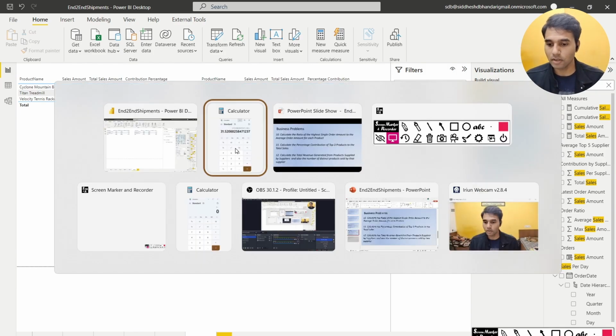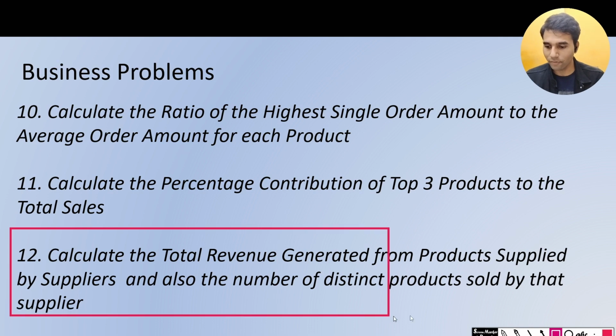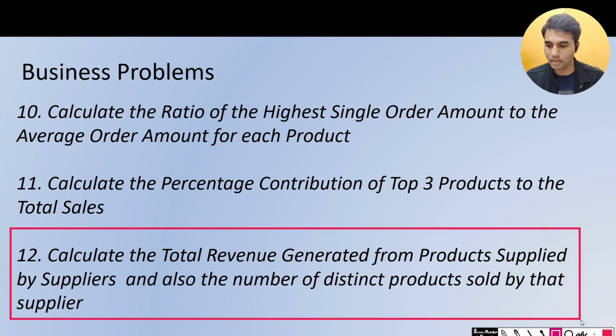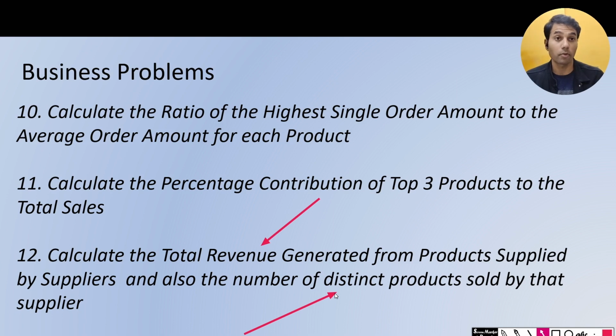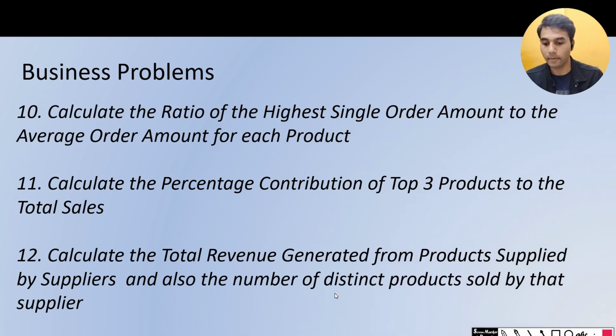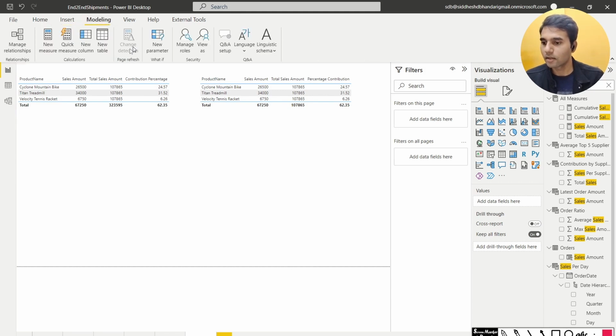Now let's move on to the third and last question of this video. We want to calculate the total revenue generated from the products supplied by the suppliers and also the number of distinct products sold by that supplier. Now, this is fairly simple. The first part is to calculate the total revenue generated, and we also need to mention the number of distinct products sold by that supplier. So let's head over to Power BI and get this done.